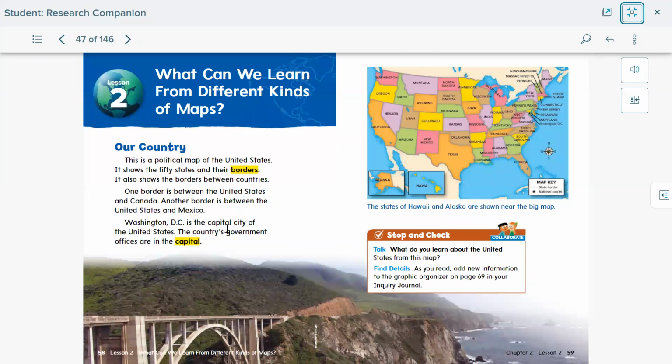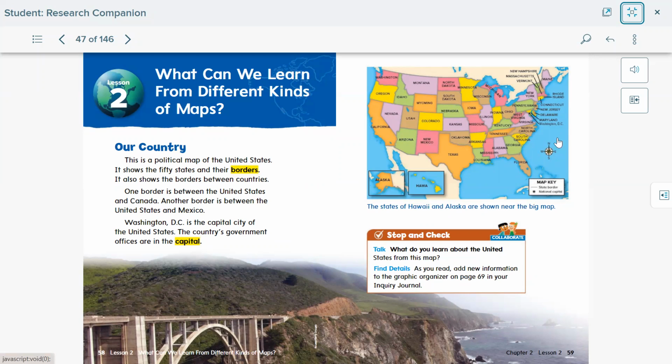Washington, D.C. is the capital city of the United States. The country's government's offices are in the capital. All right. So this is the states of Hawaii and Alaska, shown near the big map.